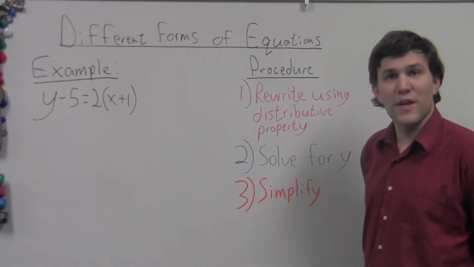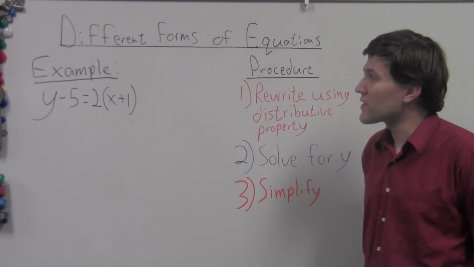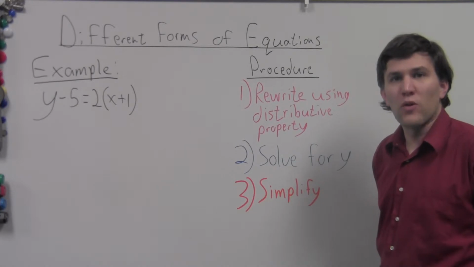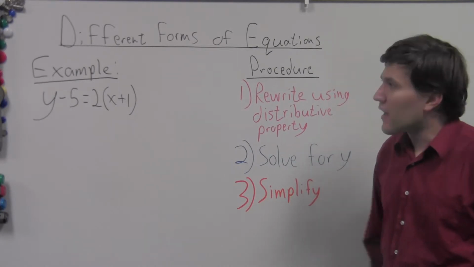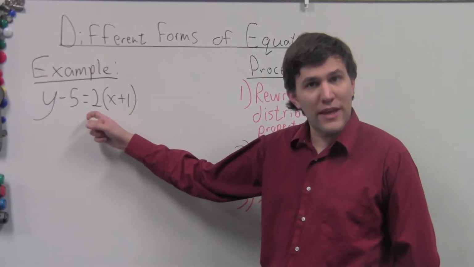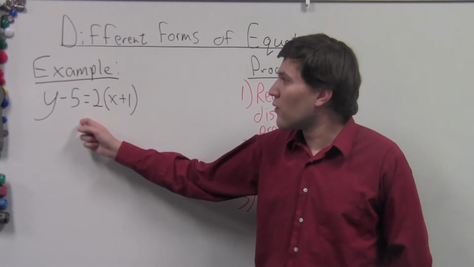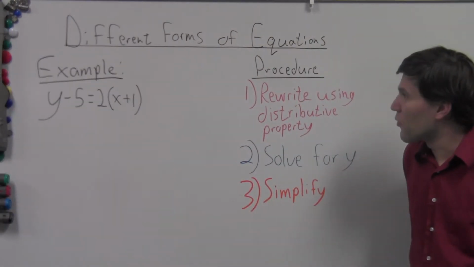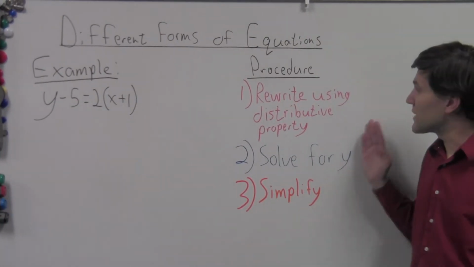For our second example, we have an equation in point-slope form. Just as before, our goal is to isolate y. Again, we'll work with equations like this in this form in later classes, but for right now, we want to isolate y and rewrite this in slope-intercept form. So we have 3 steps.